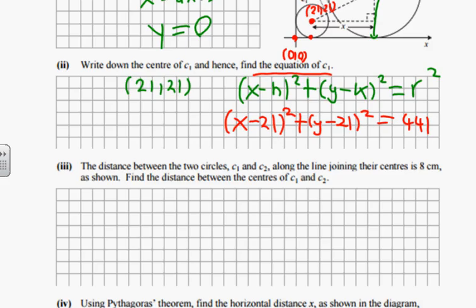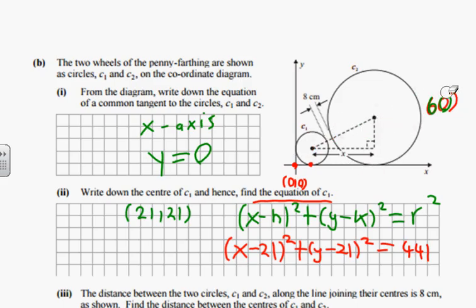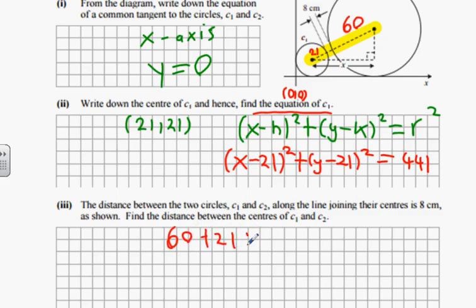The distance between the two circles C1 and C2 along the line joining their centres is 8 centimetres, as shown. Find the distance between the centres of C1 and C2. What it really wants me to do is find from here to here. I'm just going to rub all this out for a minute. I need the two radii added together plus the 8. So you get your 60 here, your 21 there, and your 8. 60 plus 21 plus 8 is 89 centimetres.